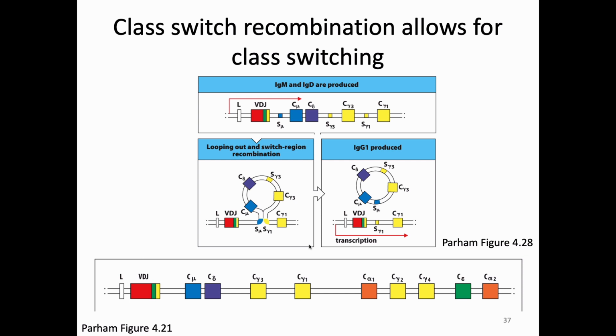And so class switch is done by class switch recombination. We've already heard the word recombination once this semester. When do we hear the word recombination this semester? Yeah, Jamie. We heard about VDJ recombination. Recombination is basically where you break and you cut and paste DNA. You break the DNA and paste it back together again. So in fact, for class switch, we're going to have to cut and paste the DNA again.